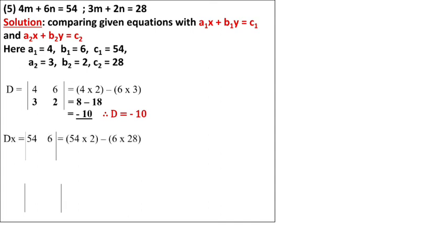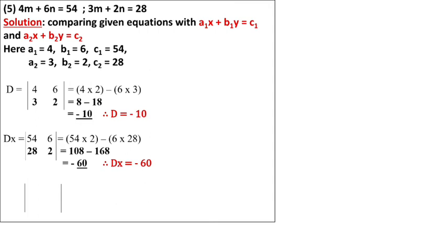For dx we'll take c1 c2 and b1 b2. Then c1 value is 54 and c2 value is 28 and b1 is 6 and b2 is 2. So now 54 multiplied by 2 minus 6 multiplied by 28. 54 2 is 108 minus 6 into 28 we get 168. By subtracting we get minus 60 because 168 is the bigger number and the sign is minus. So dx is equal to minus 60.